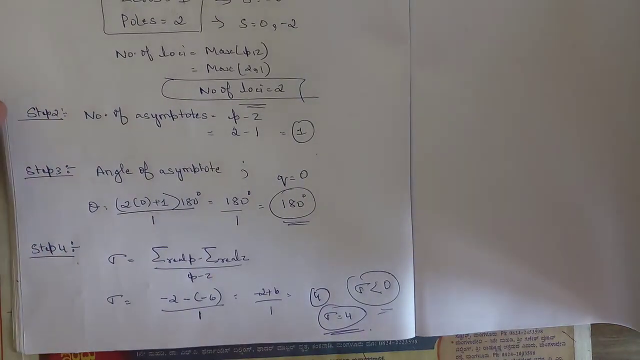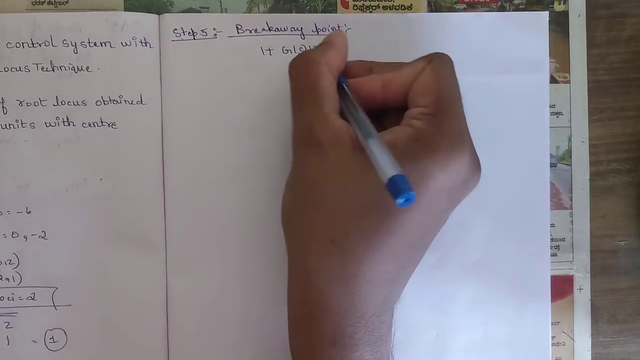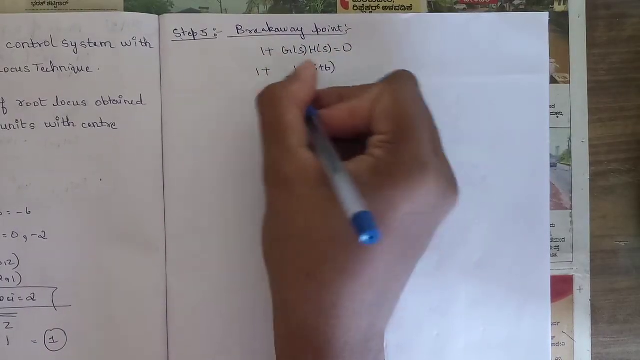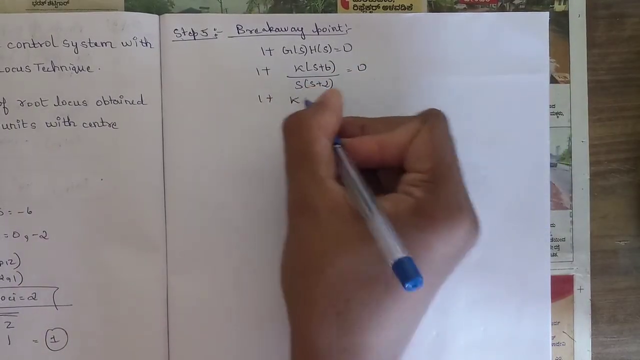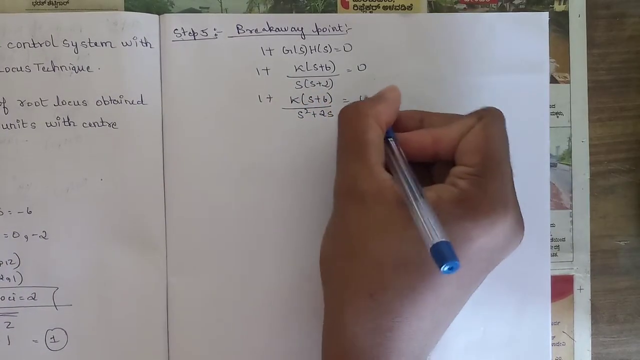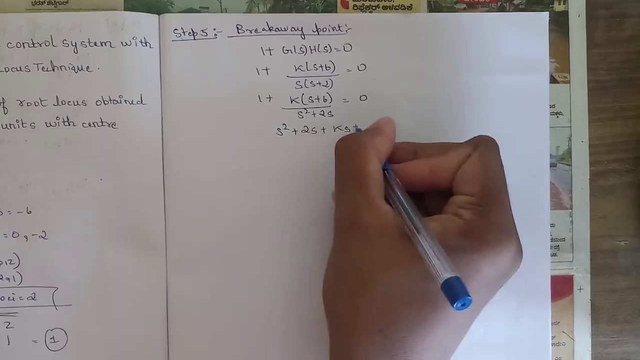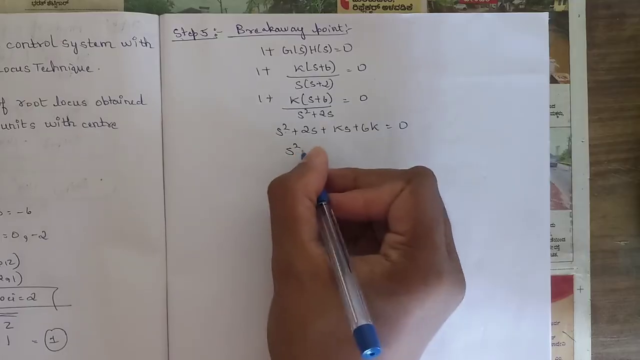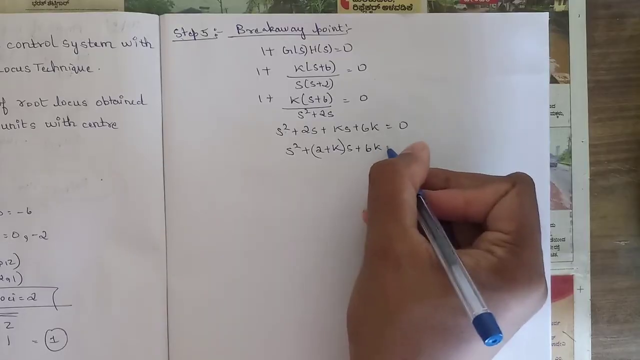Now let's calculate the breakaway point. The formula is 1 plus G(s)H(s) equals 0, so 1 plus K times (s plus 6) divided by s times (s plus 2) equals 0. That is 1 plus K(s plus 6) divided by s square plus 2s equals 0. Cross multiplying, we get s square plus 2s plus Ks plus 6K equals 0. Taking s common, we get s square plus (2 plus K)s plus 6K equals 0.